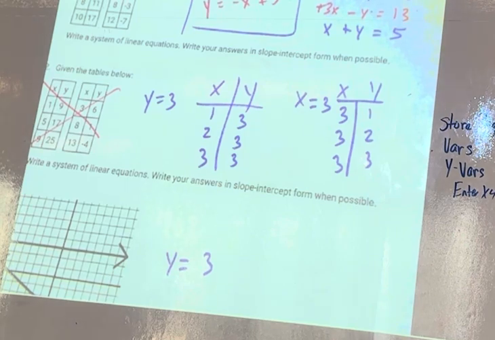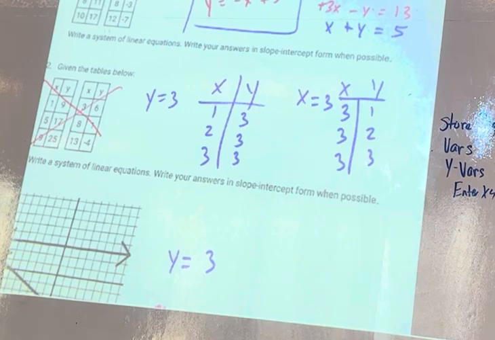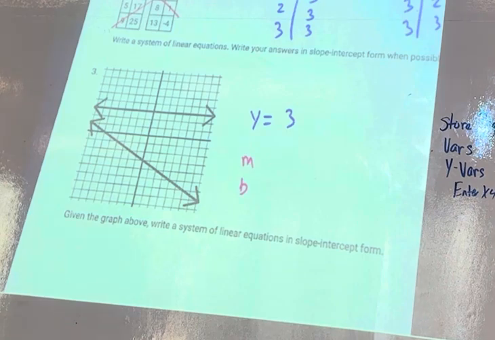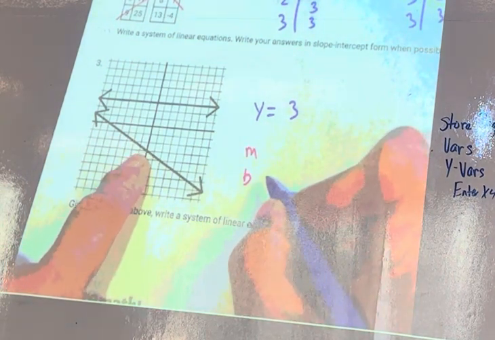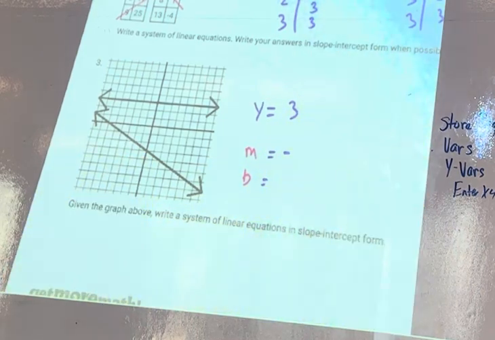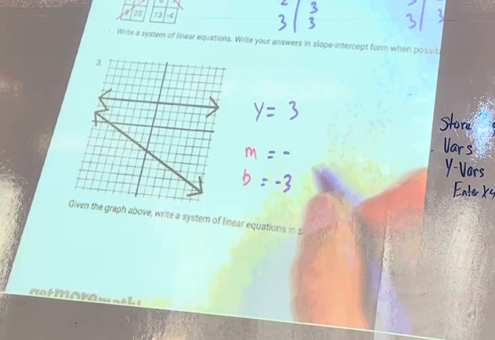Okay. Now, number 3, you need to write down your equation. So you have your m and your b. First off, is that line going up or going down? Down. So it's going down, so that means our slope is negative. What's our b? Negative 3. Very good.